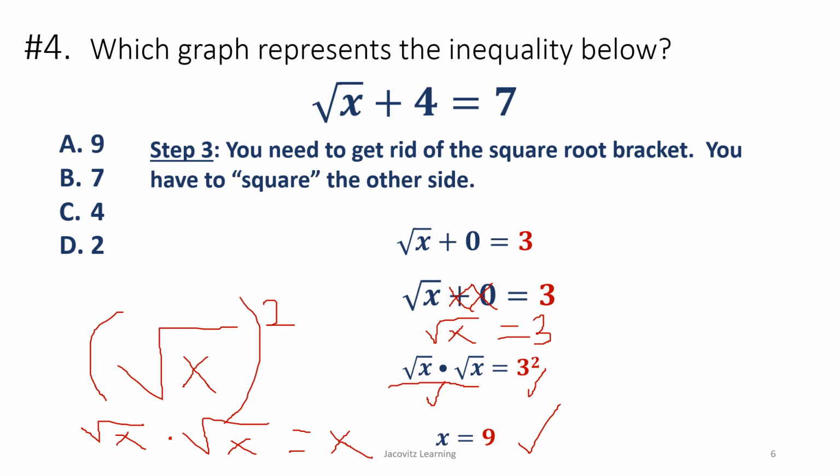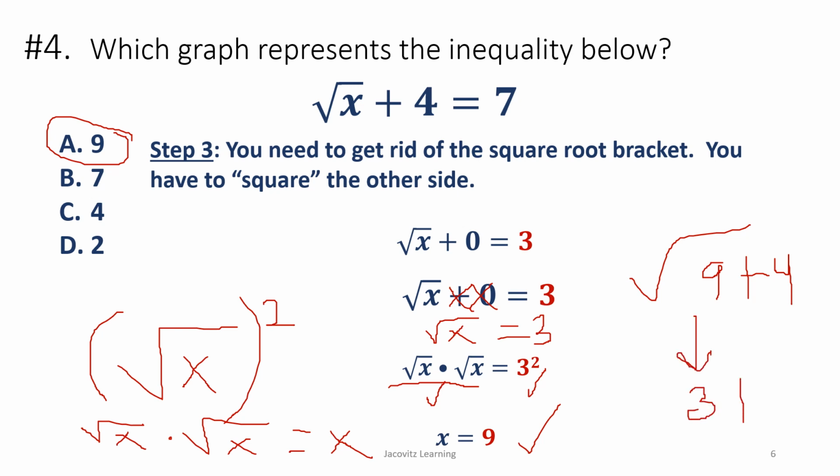So your answer is 9, and so you have your A question here. But remember the square root, so you go square root of 9 plus 4, and this square root is 3. So 3 plus 4 equals 7. Done. Thanks for watching.